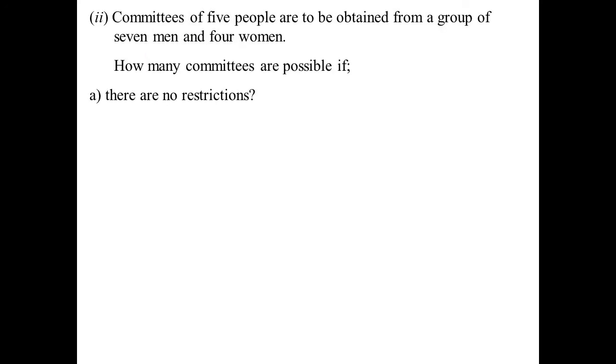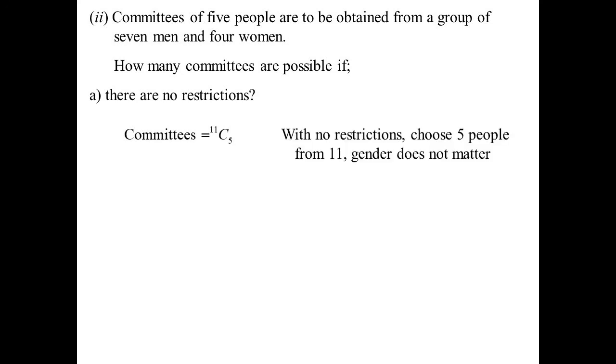We're going to choose a committee. Our committee has 5 people. And we're choosing them from 7 men, 4 women. How many committees are possible? No restrictions. So again, no restrictions. We don't care about the gender. So there's 11 people, and we're going to choose 5. It's a combination because the order we pick them, we don't care. We just want to get 5 people to go on the committee. 462 it turns out to be.